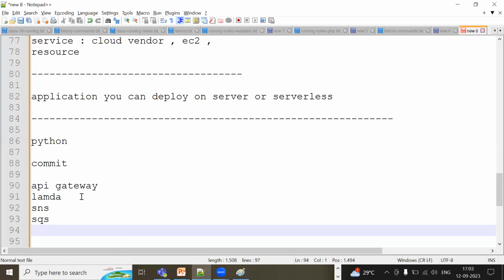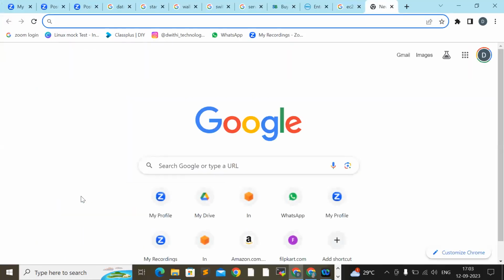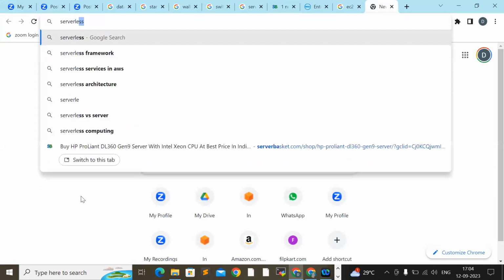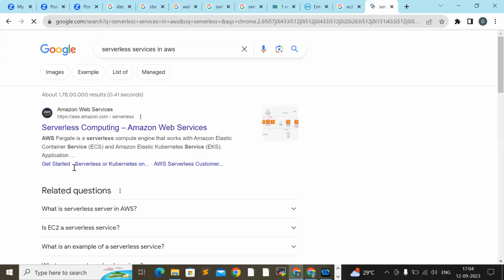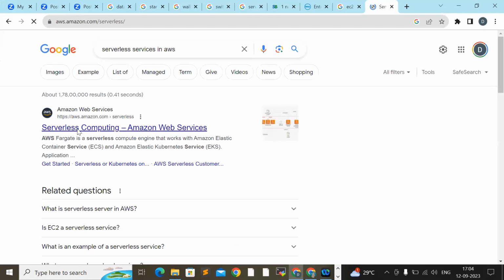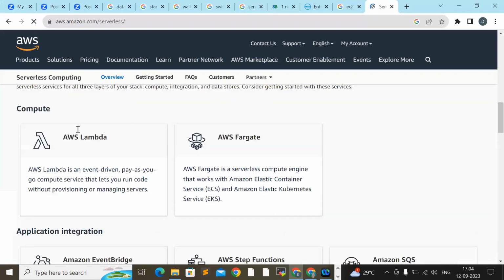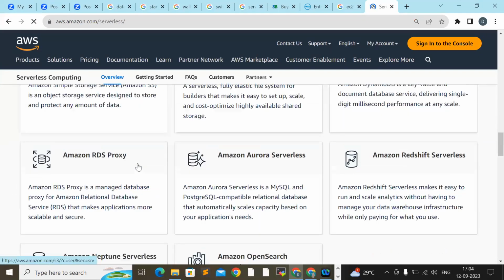And still you have Fargate. These are some of the things they completely manage. These are some of the serverless services in AWS that you can have. See, these are EFS, S3.